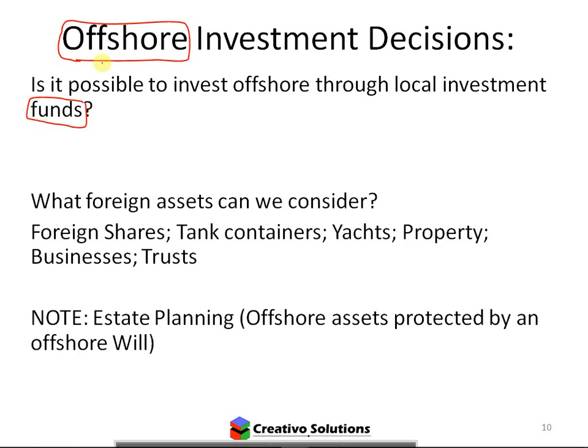So there's a few of the foreign assets. Shares, tank containers, yachts, property, businesses, trusts. There's such a lot. Even tank containers. Yes, that's also in the textbook. What is a tank container? That's the thing they use to transport goods and stuff. Pretty much, yes. Oil, those big cargo ships basically. There are big containers. Cars, definitely.